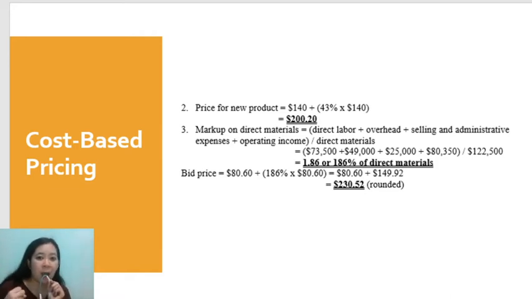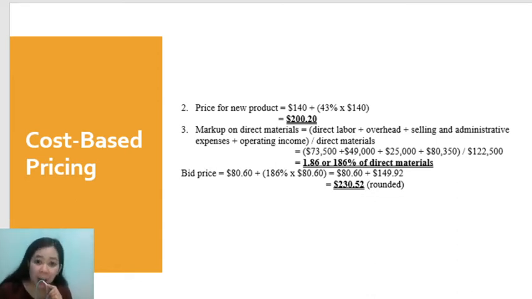So if you base the markup on direct materials, that is equal to 186%. Of course, you might wonder, that's a very high percentage. That is actually anticipated because direct materials, although considered one of the largest costs, are just one component of the cost. There are other costs or expenses that the company has incurred along with it.